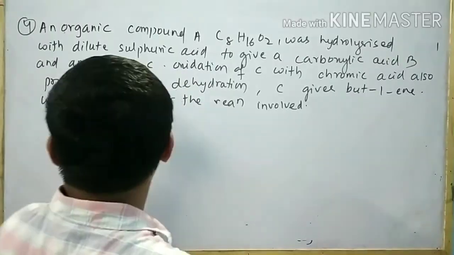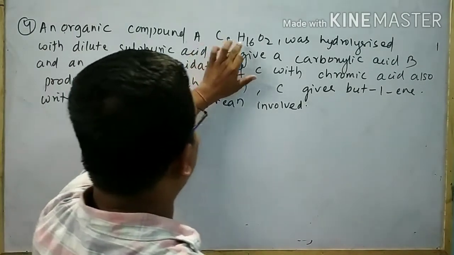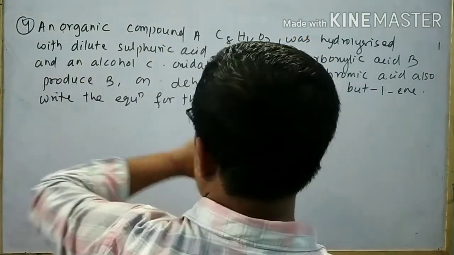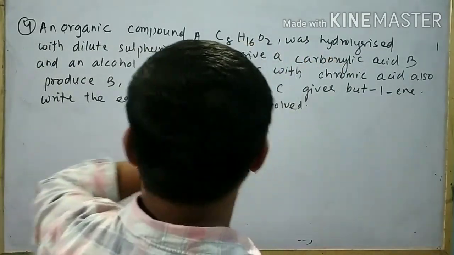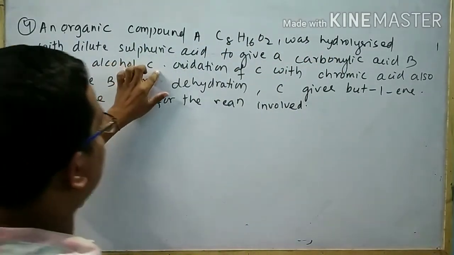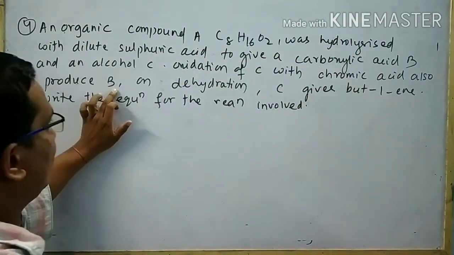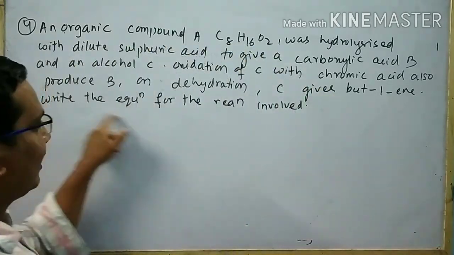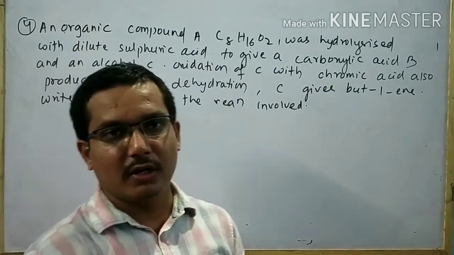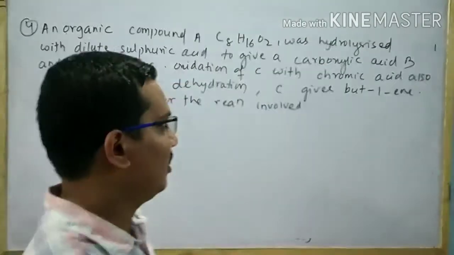Now I will do question number 4. An organic compound A having formula C8H16O2 was hydrolyzed with dilute sulfuric acid to give a carboxylic acid B and an alcohol C. Oxidation of C with chromic acid also produced B. On dehydration, C gives but-1-ene. Write the equations for the reactions involved. Remember, for this problem, it is required to write the equations.